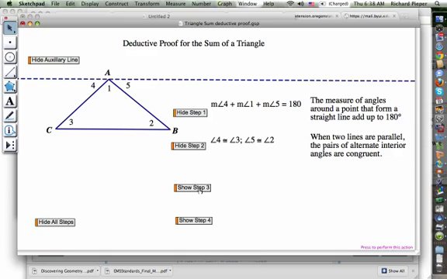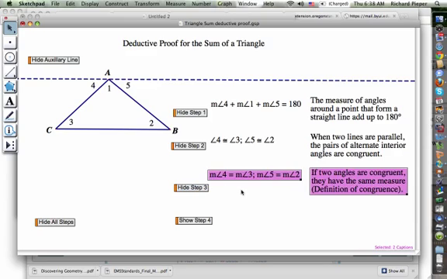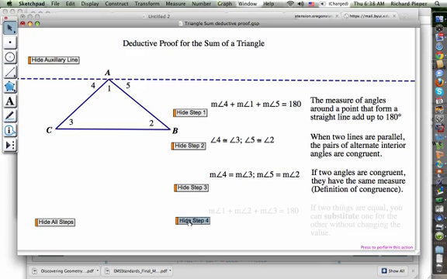So next, we will say that the measure of angle 4 is equal to the measure of angle 3. Well, if angle 4 is congruent to angle 3, their measures have to be the same, because that's what the definition of congruent angles says, is that congruent angles have equal measure. Next, we'll say the measure of angle 1 plus the measure of angle 2 plus the measure of angle 3 is equal to 180.